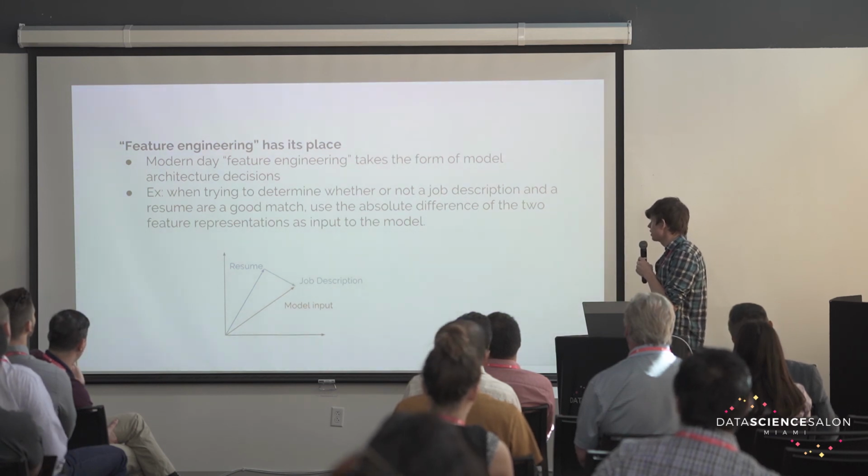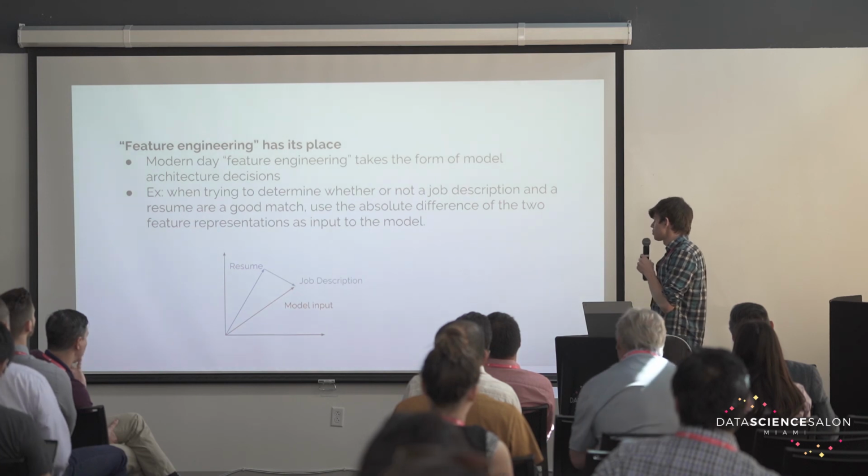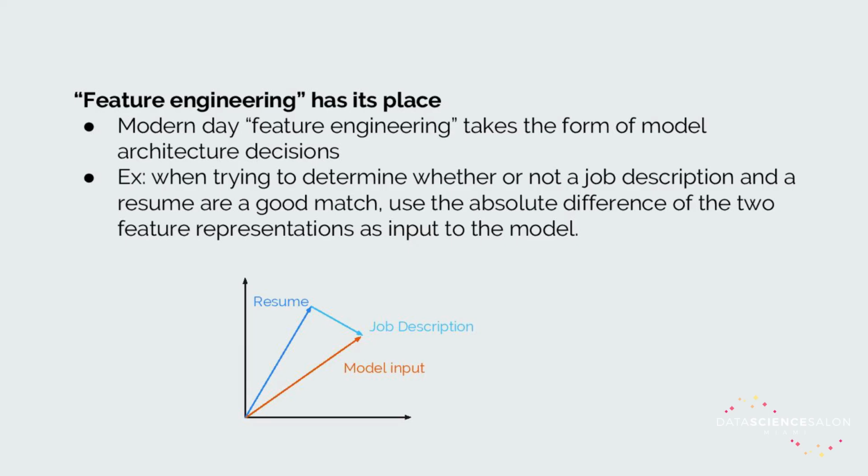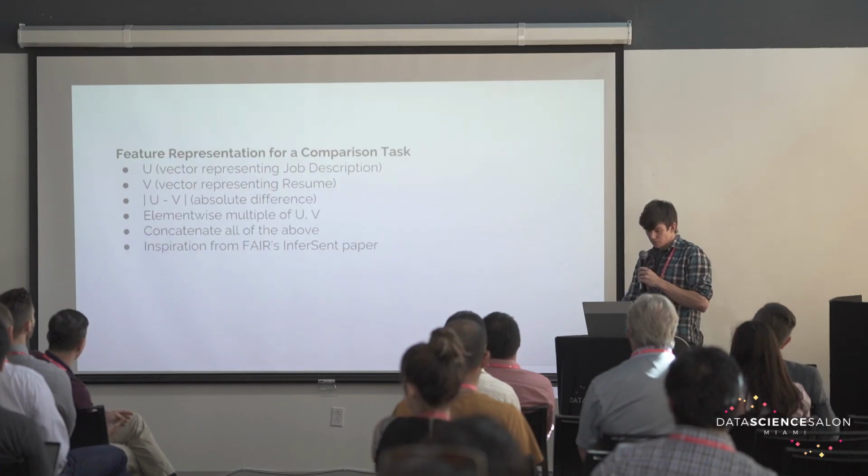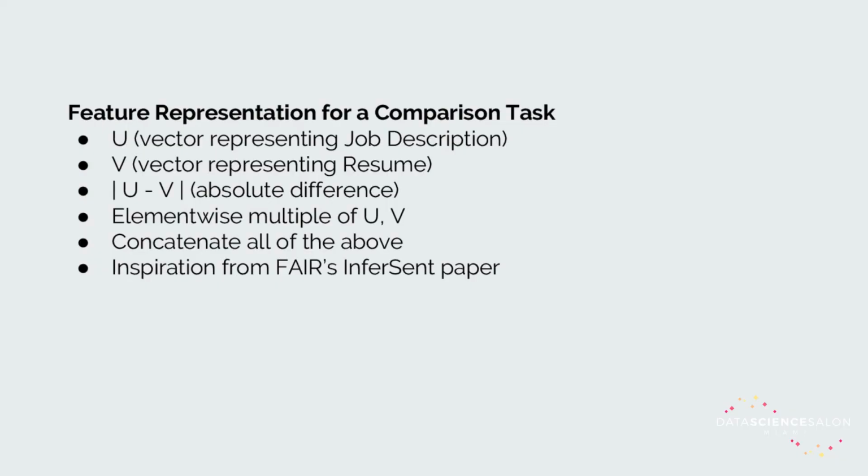For instance, a good feature might be to compare the representation of the job description and the resume, subtracting those two vectors to produce a model input. And for the task of deciding whether or not two sentences contradict or agree with each other, Facebook decided on this representation for their InferSent paper. So they feed the model U, which is a vector representing the job description, V, which is a vector representing the resume, the absolute difference of the two, U minus V, and the element-wise multiplication of U and V. So these are rough measures of similarity that the model can use.